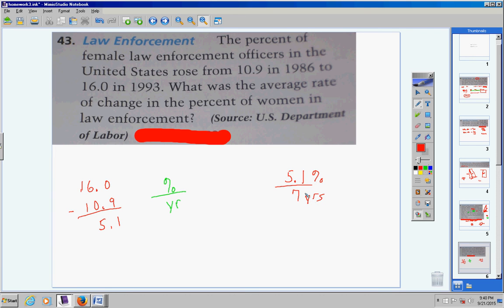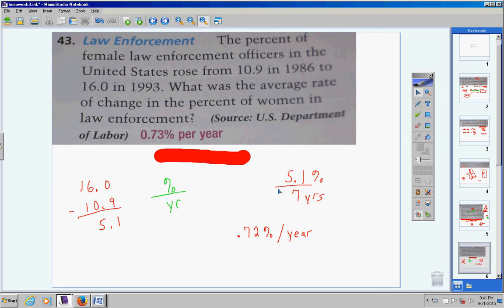With my calculator, I'm going to type in 5.1 divided by 7, and I will get 0.72 percentage per year. That's an increase. So 0.72% per year. Okay, students, I think if I round, it's 0.728. So if I round it correctly, it'd be 0.73. I'm not going to be that picky on a test or a quiz, but anyways, there it is. So your rate of change is 0.73 or 0.72% per year.